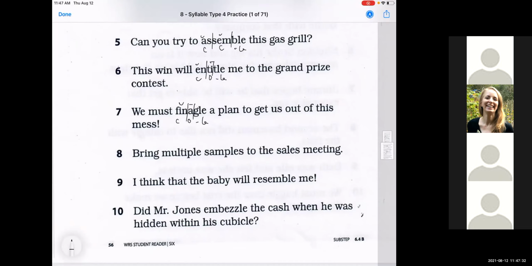Bring multiple samples to the sales meeting. Multiple, more L and T, divide by, then T, TI, then separate, so close, open, close, LE. Yeah, maybe that's right.